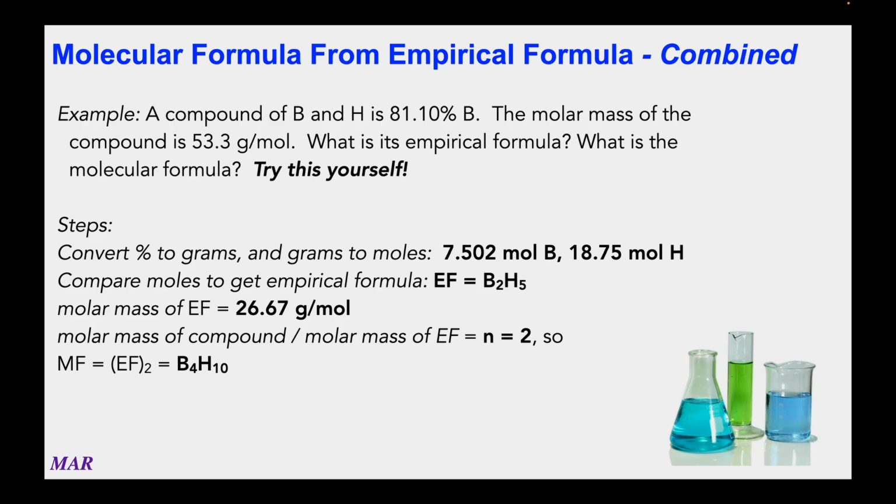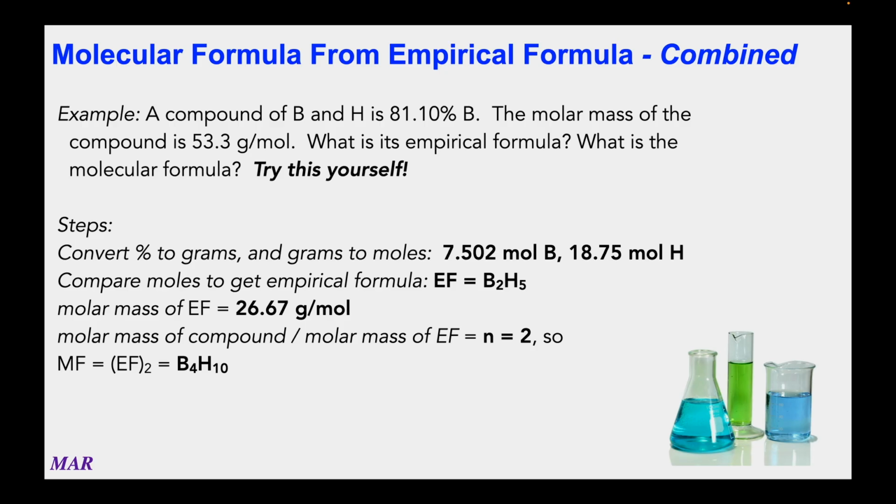Well, first of all, you're only given one percentage, but if there's only boron and hydrogen, then 100% minus the boron will give you the hydrogen. So that's how you can find the percent hydrogen. And if you assume 100 grams, you can turn those percentages into grams. Take the grams divided by the molar mass of boron and the molar mass of hydrogen. You should end up with 7.502 moles of B and 18.75 moles of H. And you can take those moles to find the empirical formula. The best empirical formula here comes out to be B2H5.